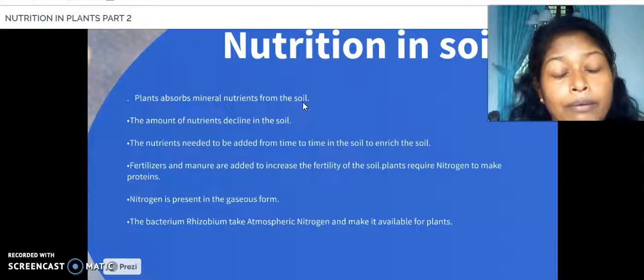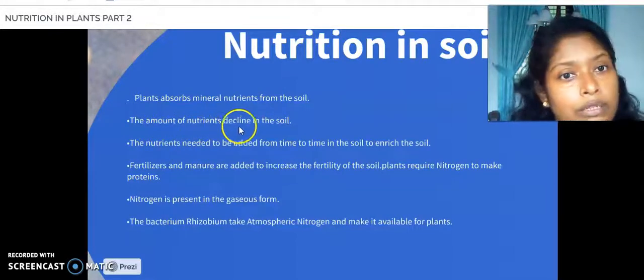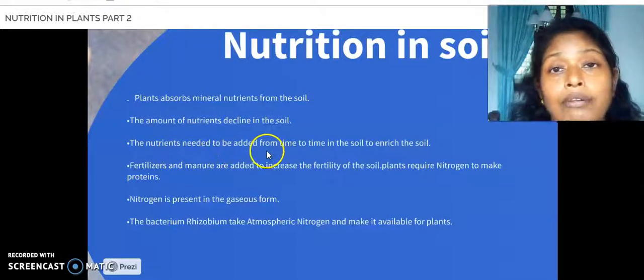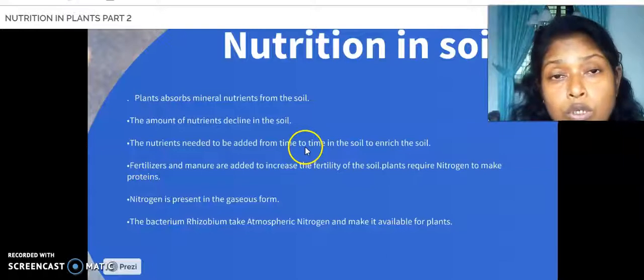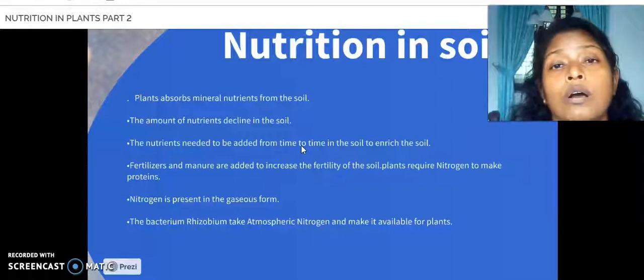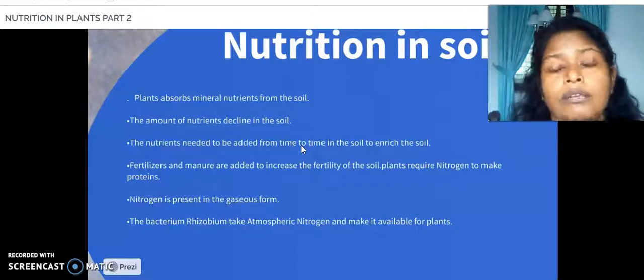Plants absorb minerals from the soil, so there will be a deficiency of minerals in the soil. The amount of nutrients naturally declines in the soil, so nutrients need to be added from time to time. The farmers have to add nutrients. You might have seen your mother adding kitchen waste to the soil. That increases the humus content in the soil. The microorganisms feed on this waste and increase the richness, fertility and nutrient content of the soil.